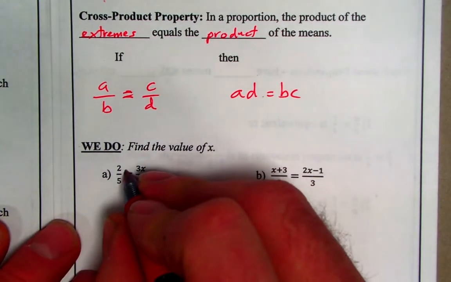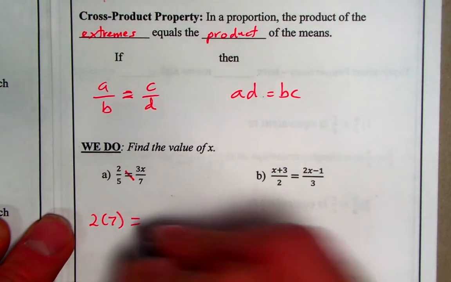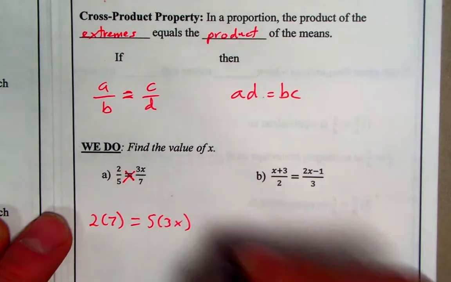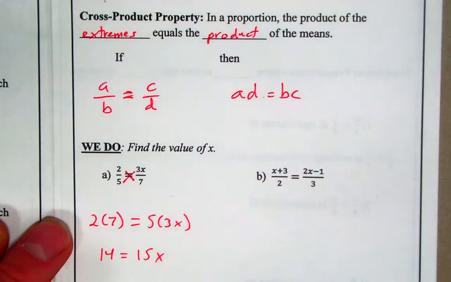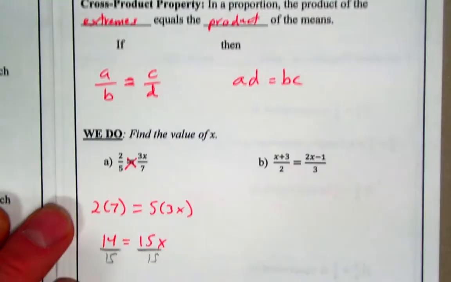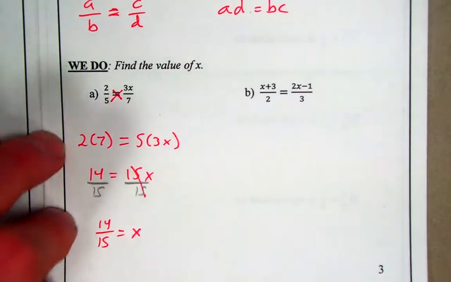And so we say the product of the extremes, 2 times 7, is equal to the product of the means, 5 times 3x. So 14 is equal to 15x. Divide both sides by 15. And x is 14/15.